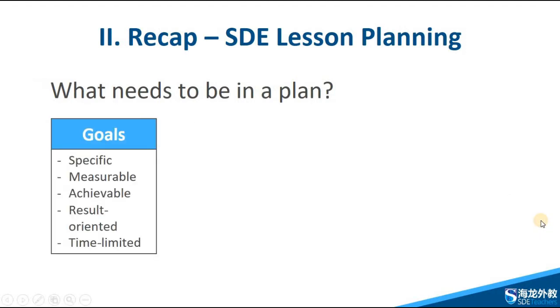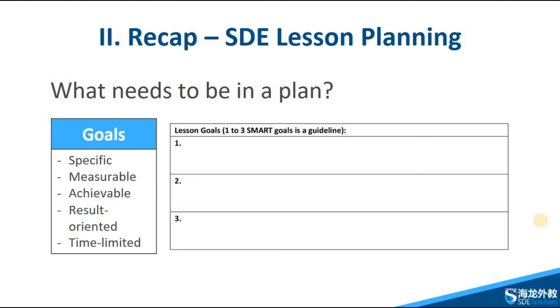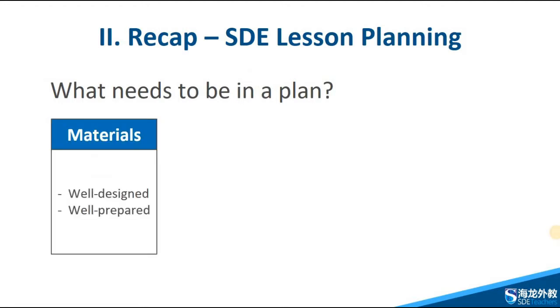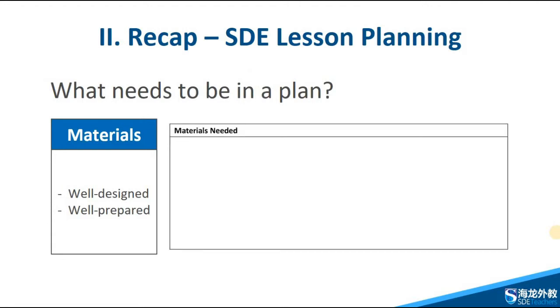Next, the goals, very important for setting the standard, for setting the target for what you want to achieve in your lesson. If we have these goals clearly stated in the lesson plan, and when we observe the lesson, we'll be able to evaluate your lesson against those goals. Next, materials. We want to see, have you clearly considered what materials you're going to need, how to design them, and to prepare them in advance for your lesson. So these should be listed.